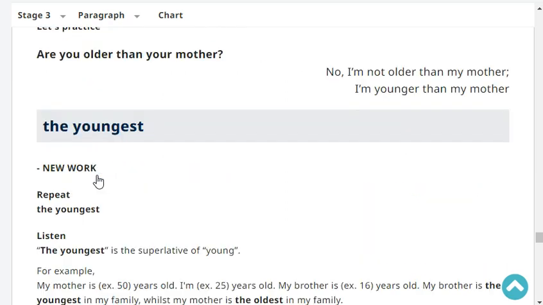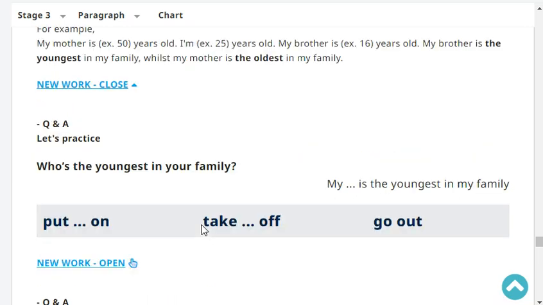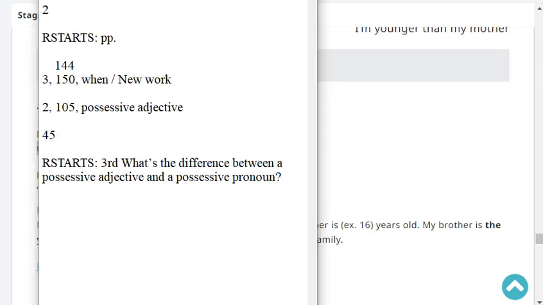Next, last one. Repeat the youngest. Very good. Okay, listen. The youngest is the superlative of young. It means very young. For example, my mother is 60 years old. I'm 42 years old. My brother is 16 years old. My brother is the youngest in my family, whilst my mother is the oldest in my family. Let's practice. Who's the youngest in your family? My sister is the youngest person in my family. Very good. Okay, so now let's move on to reading.